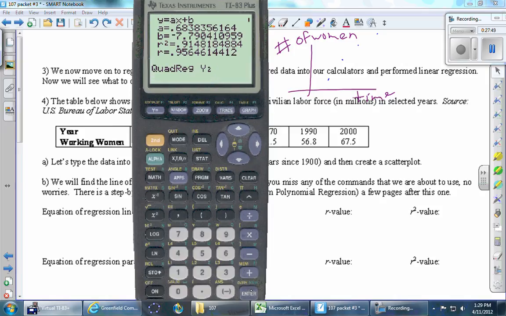Okay, so we do our quadratic regression. Looks different. It used to be you had A, B, R squared, and R. What do we have now? We have A, B, C. What are we missing? R. Turns out R is only defined for lines. You're not going to see R for anything else, but you'll see R squared. Okay, so that's our equation.